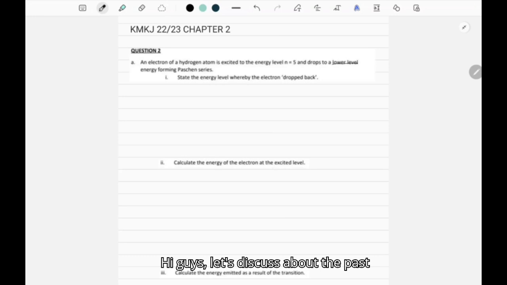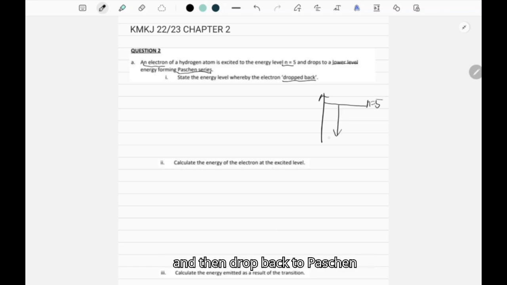Let's discuss the past year question, KMKJ 22-23, chapter 2. The question states that an electron of a hydrogen atom is excited to the energy level n equals 5 and then drops to a lower energy level, forming the Paschen series. State the energy level to which the electron drops back. So it is excited to the higher energy level n equals 5, and then drops back to form the Paschen series.